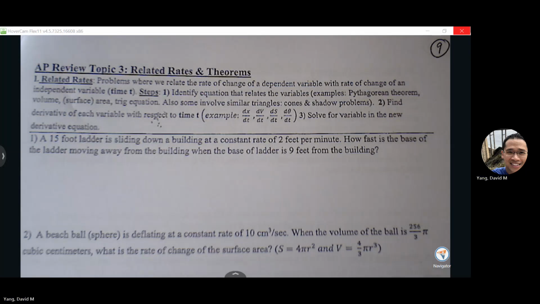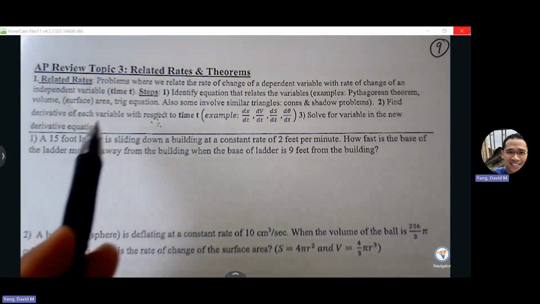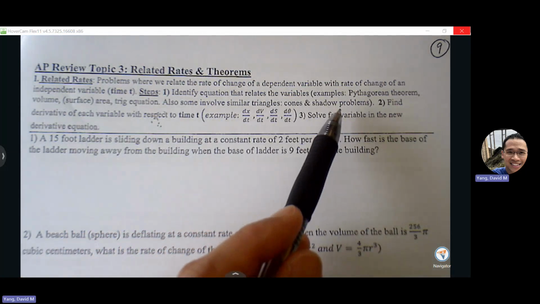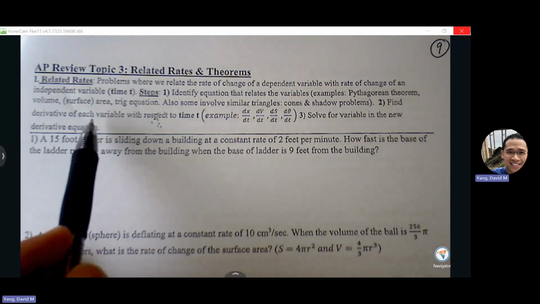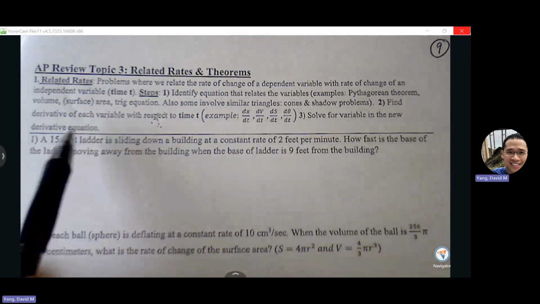And it's always going to have this word problem feel to it because it's always going to be in relation to time. So as time moves forward, this rate is decreasing, this value is increasing, and it's usually asking for some rate of change with respect to time. So we're going to take that equation that we start off with, either a geometric or algebraic equation, and then find the derivative of each variable with respect to time t. Then solve for the variable in the new derivative equation.